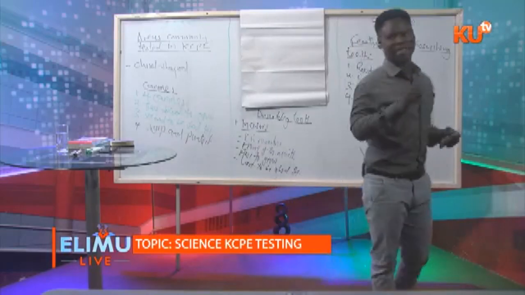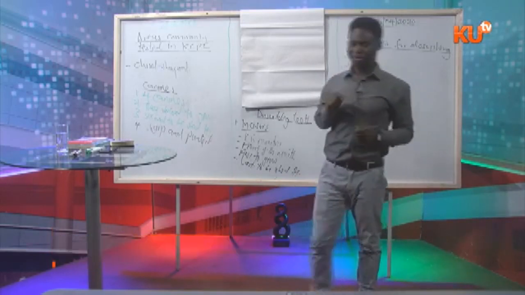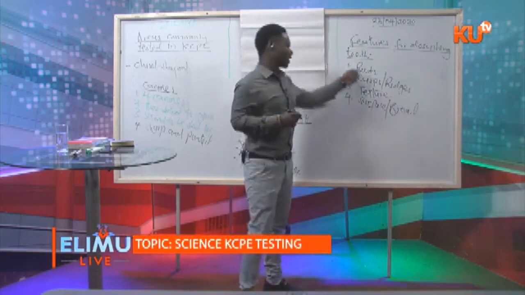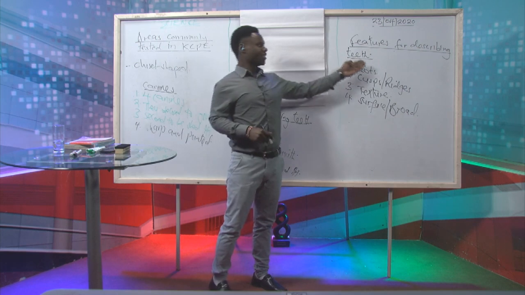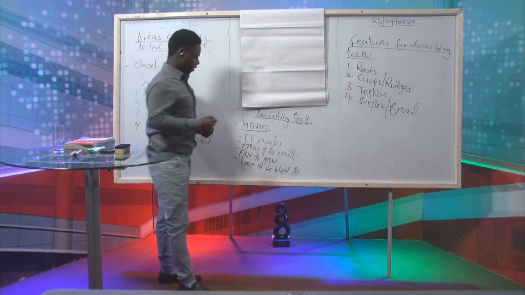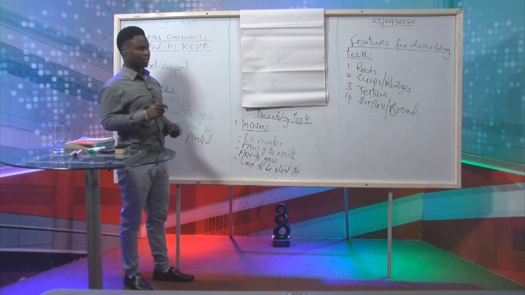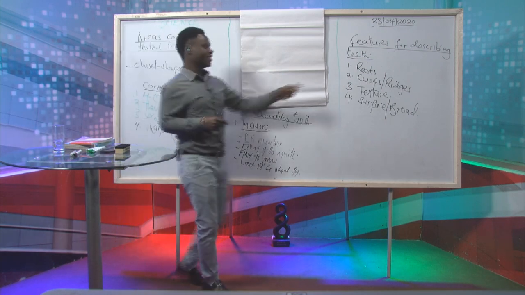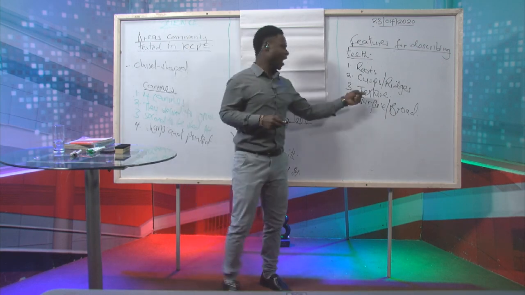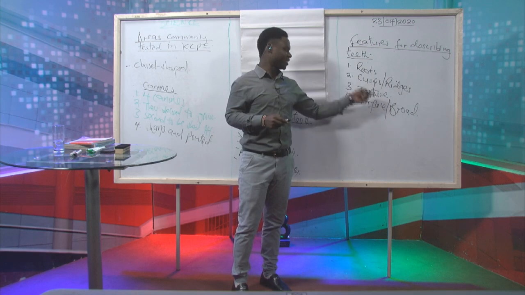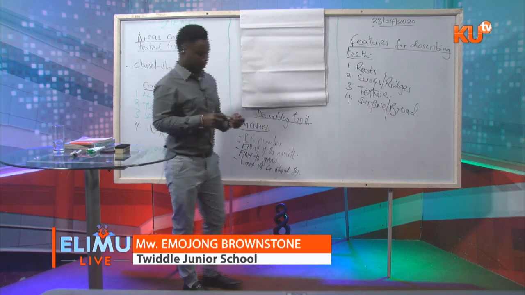When we were looking at the features that we must consider when describing teeth, you'll find that we have roots, cusps, texture, and broadness, how broad it is. When you come to roots, incisors have one root. Incisors do not have cusps or ridges. The surface of incisors is smooth. And it is narrow, not broad.